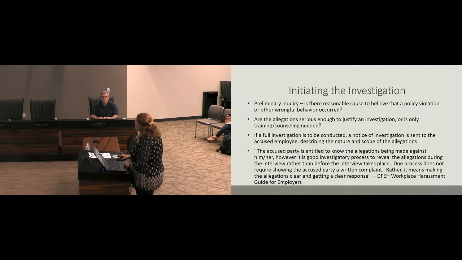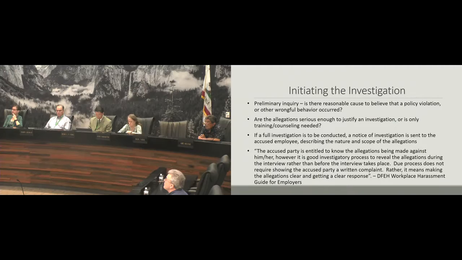So if the full investigation is to be conducted, then we send a notice of investigation to the accused employee describing the nature and scope. And we work with the union on that. We copy them so that they have an idea, because oftentimes, I'll get to the next slide, they want to bring a union rep. But I think this is important to note.